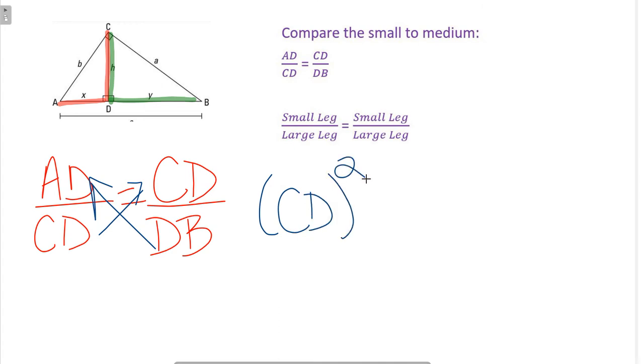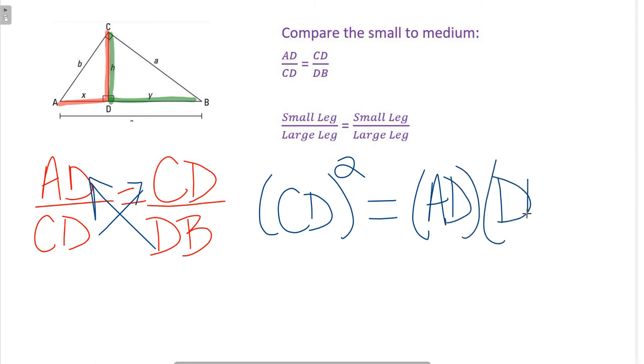Okay, so CD squared, the altitude squared. Remember, CD is really, really unique in this relationship. The altitude squared is equal to what? It's equal to the product of AD times DB. So this time, when we square the altitude, we get the product of the 2 parts of the entire hypotenuse. Okay, so those are really going to help us solve this actual problem.